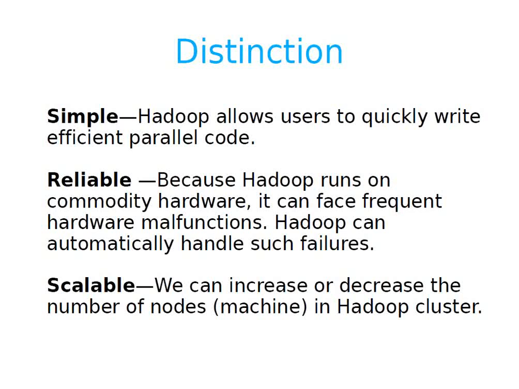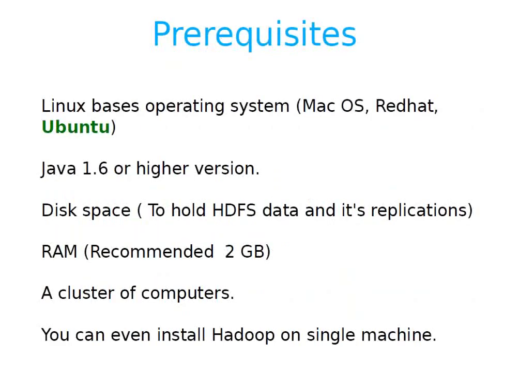The last but not the least is scalable. We can increase or decrease the number of machines in a Hadoop cluster. If you think that your jobs are still taking time and you are using 10 machines, you can increase the machines. Instead of 10, you can use 15 machines now. And vice versa. If you think that 10 machines are more than enough, and your jobs are getting completed in less amount of time, in that case, you can even decrease the number of machines in your Hadoop cluster. So that was all about scalability.